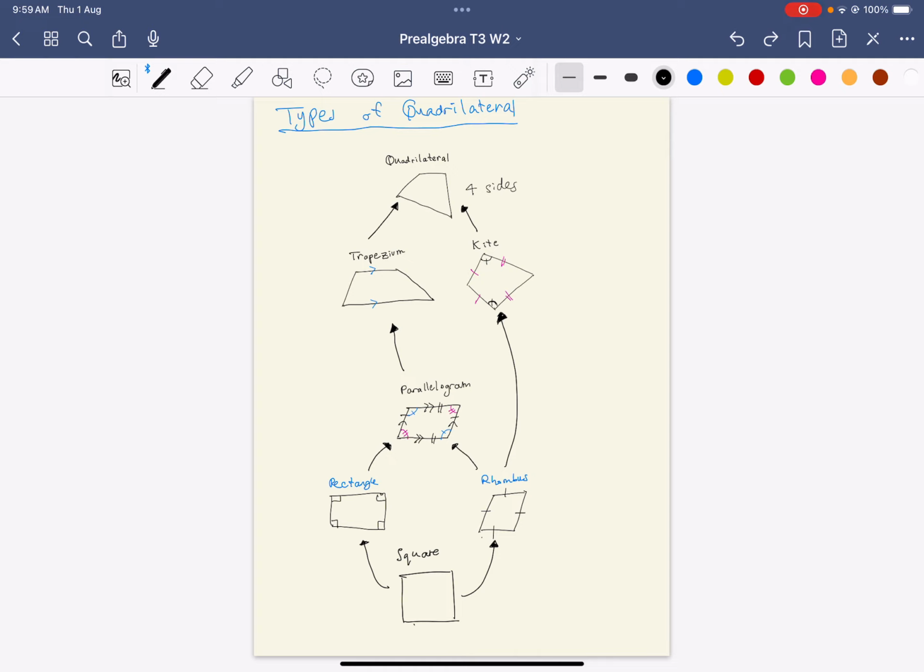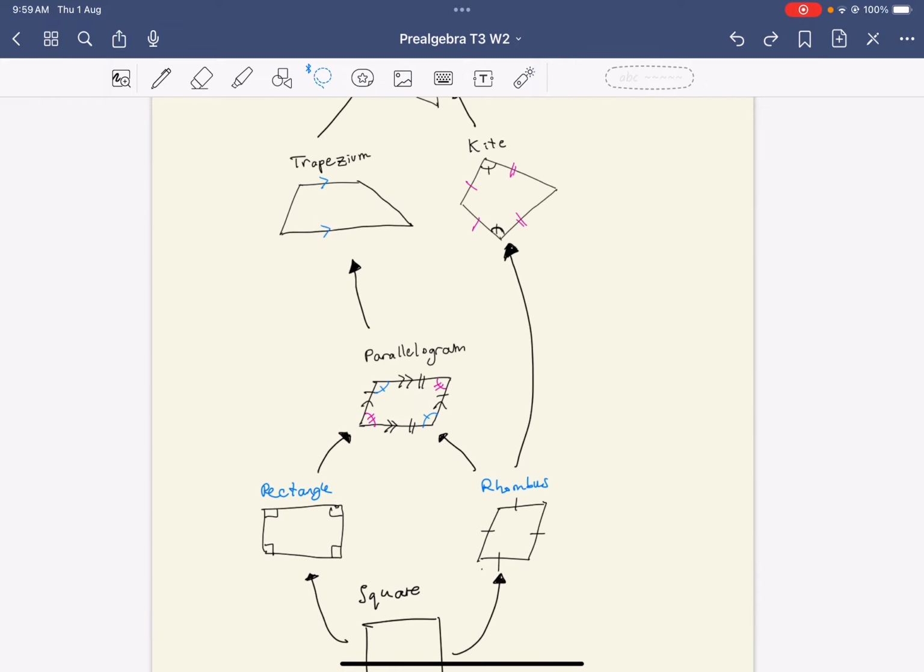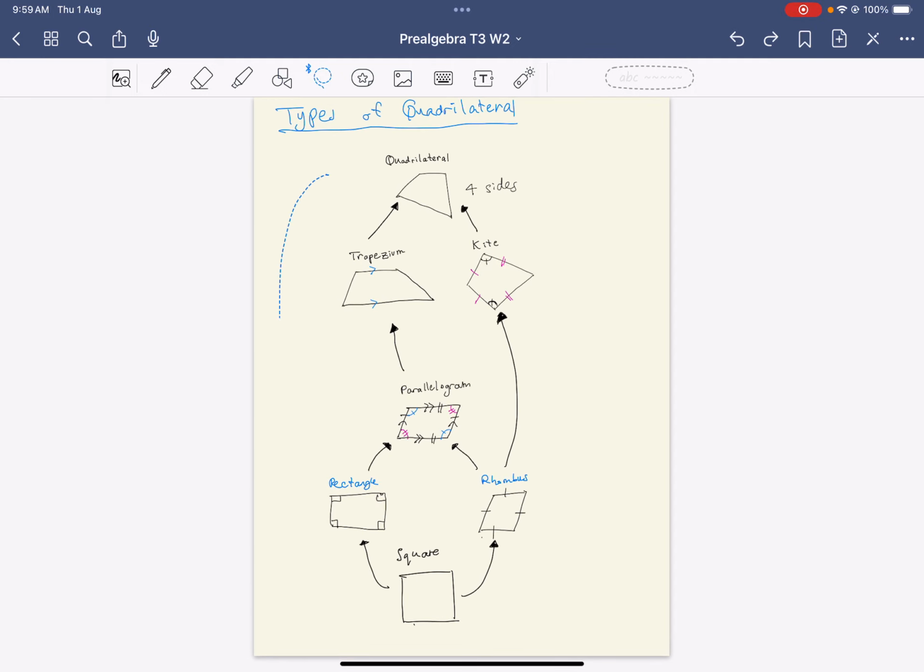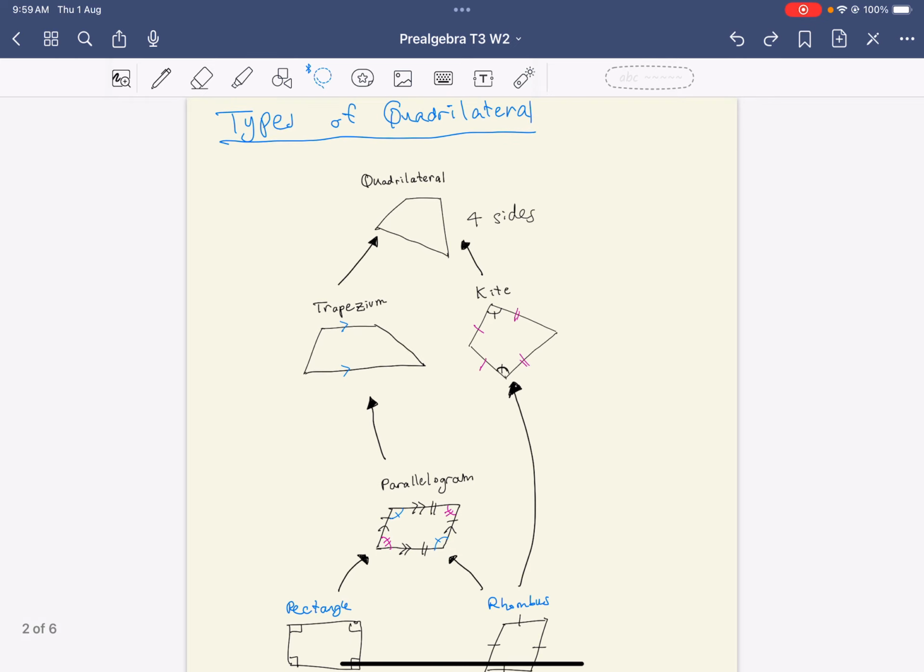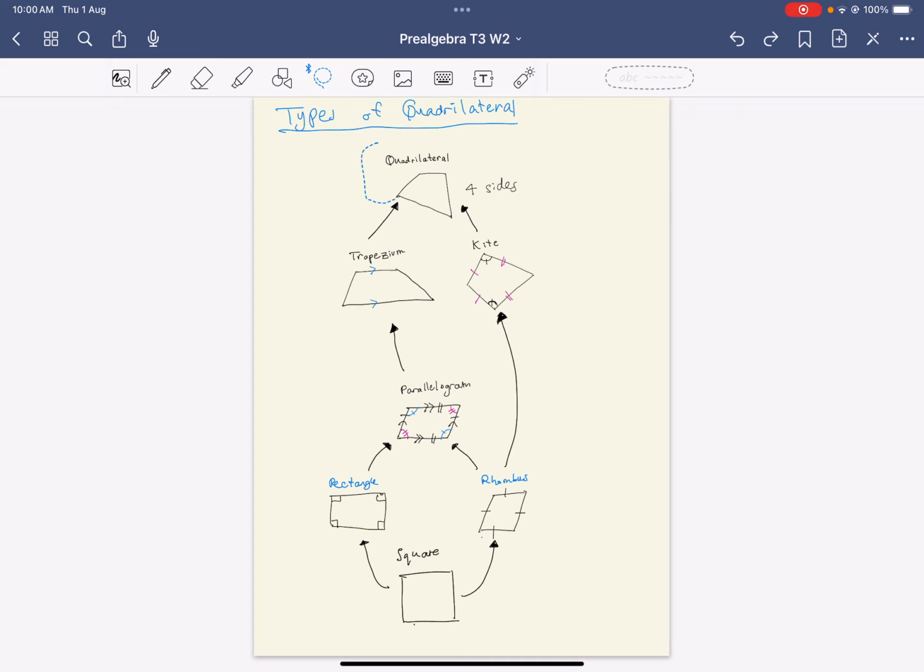Okay, and the next thing we want to talk about is that now that we know how this diagram works, let's work our way through each of these shapes individually and talk about them a little bit so that we understand them before we go into the area problems that relate to them. So let's start with the most general one here. Actually, let's go even further. What's more general than a quadrilateral, which is the most general shape on here? Well, that would be a polygon.